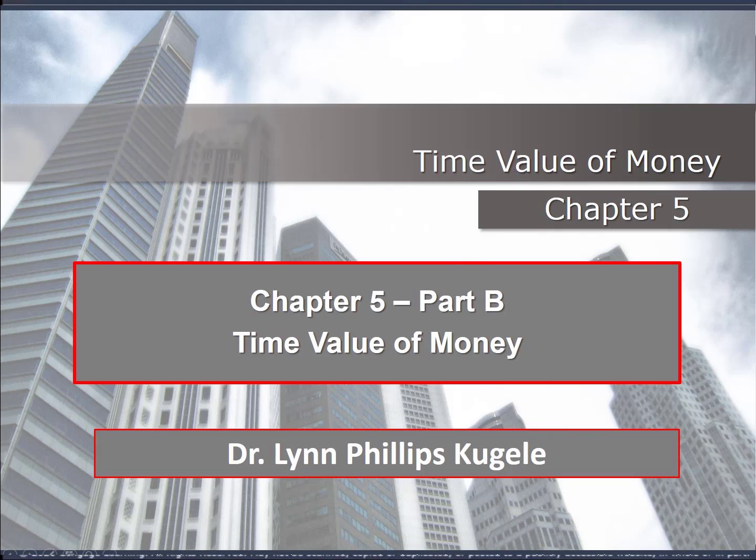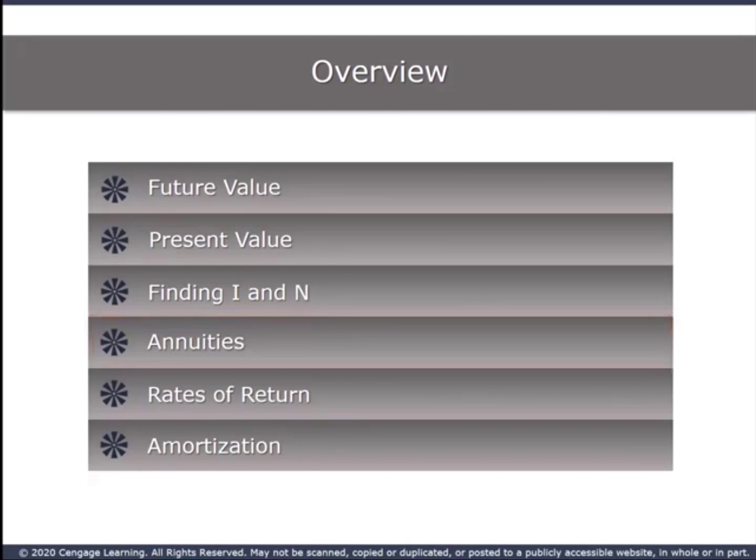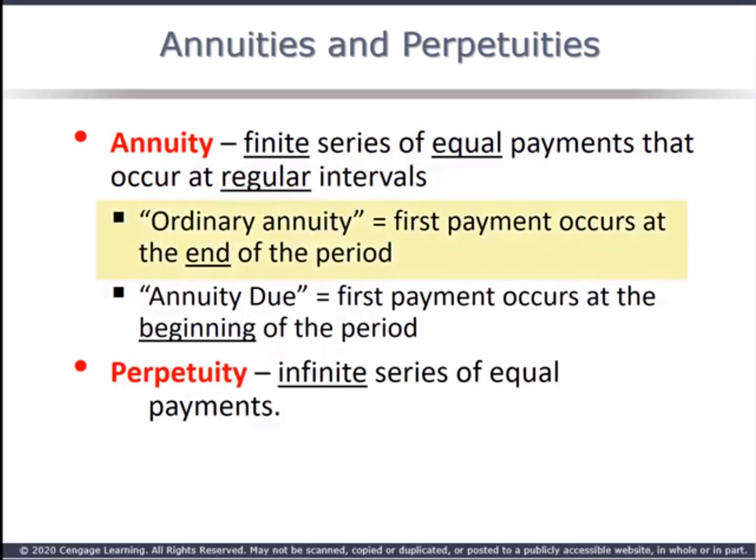Part B of the TVM chapter deals strictly with annuities. We'll still be using the TVM keys on the calculator, but now the payment register will not be zero. An annuity is defined as a series of equal payments, inflows or outflows, that occur at regular intervals for a finite period of time. An ordinary annuity is one where the first payment occurs at the end of the period.